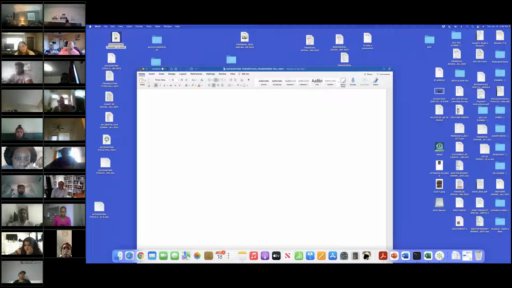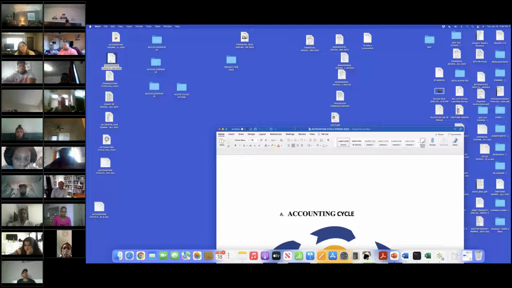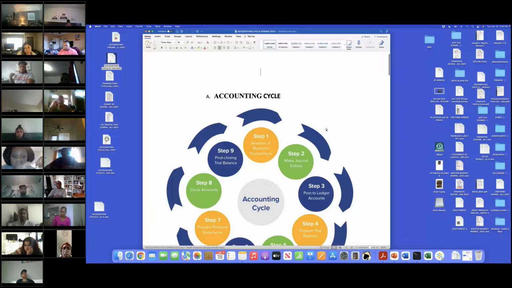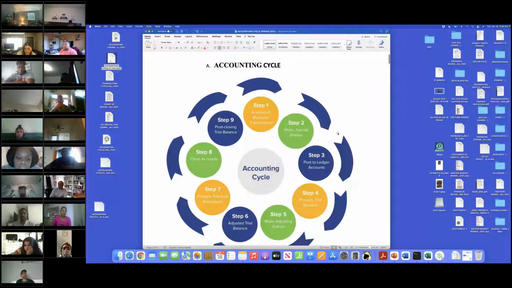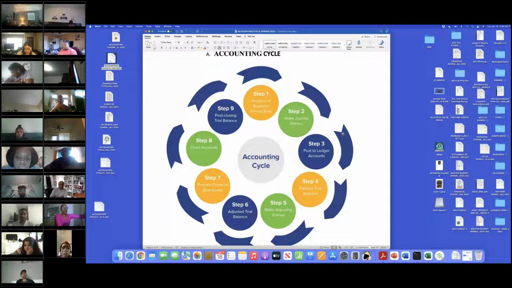Next, we want to look at the accounting cycle. This is the main thing that we utilize as we get ready to prepare those statements that you looked at. So we're going to learn how to prepare those financial statements, but that's step 7. Step 1, we analyze business transactions. Step 2, we make journal entries. Step 3, we post to the ledger. Step 4, we prepare a trial balance. Then we make adjusting entries, adjust the trial balance, and then we prepare those financial statements that we looked at and do a couple other things.